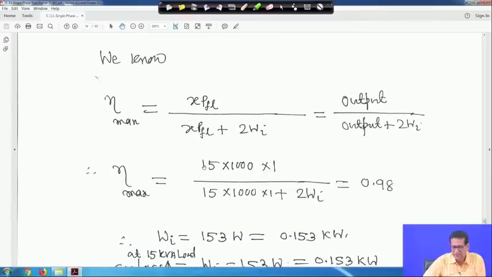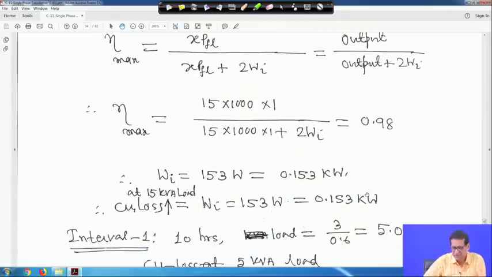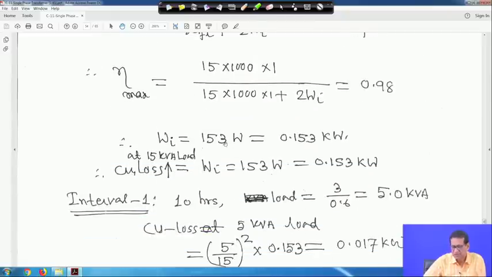Now, output is equal to 15 kVA at unity power factor. So, 15 into 1000 into 1 watt, divided by 15 into 1000 into 1 plus 2 Wi, is equal to 0.98, because the maximum efficiency is 0.98, from which we get Wi equal to 153 watt. So, 0.153 kilowatt. Therefore, at maximum efficiency iron loss is equal to copper loss, so the copper loss is 0.153 kilowatt.